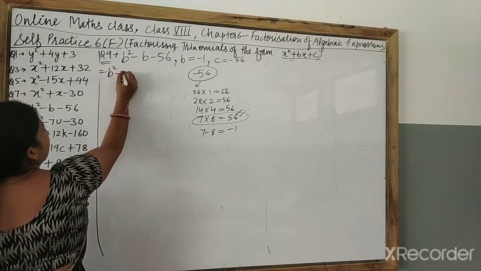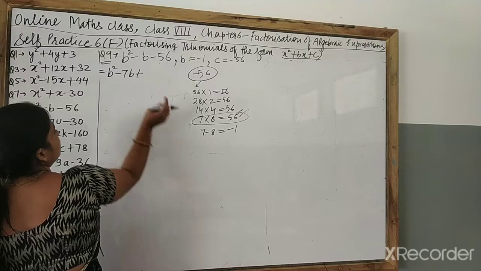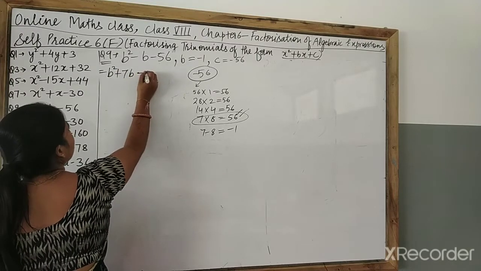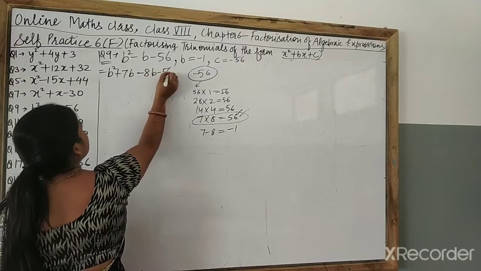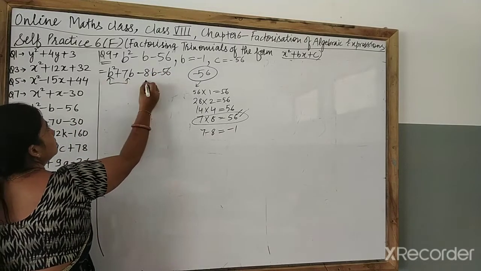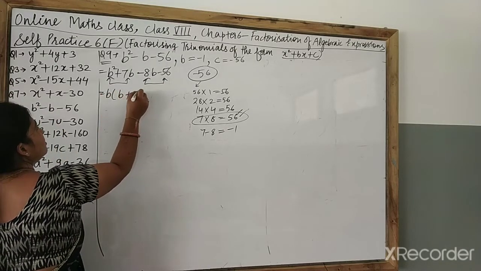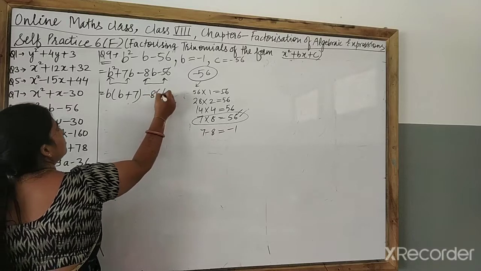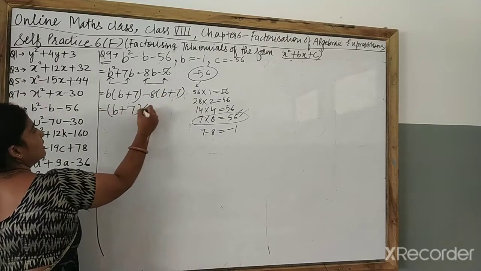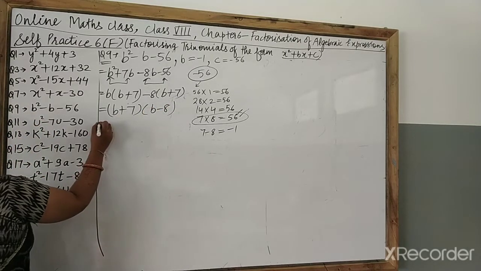B square minus 7B plus, 7 is of plus, so plus 7B minus 8B minus 56. Okay, so do the first, second, third and fourth. Okay, B is common, B plus 7. Okay, minus 8 is common, B plus 7. So what is coming same? B plus 7 and then B minus 8. Okay, the same way we will do question number 11.